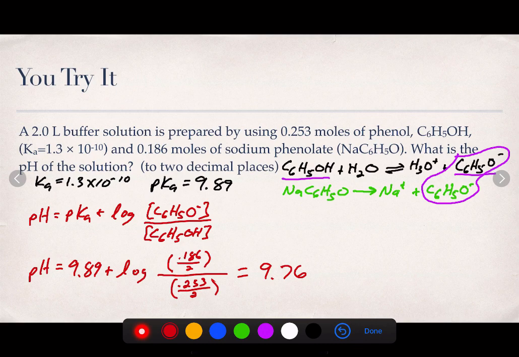9.76 for the pH. Now notice here in our concentrations, we didn't really need to divide each of those moles by 2. Since we divided both of them by 2, those end up canceling out. We could have just used moles in place of concentration in that Henderson-Hasselbalch equation. It doesn't really matter which one you do, so whichever one you feel most comfortable with, that's what you should go with.